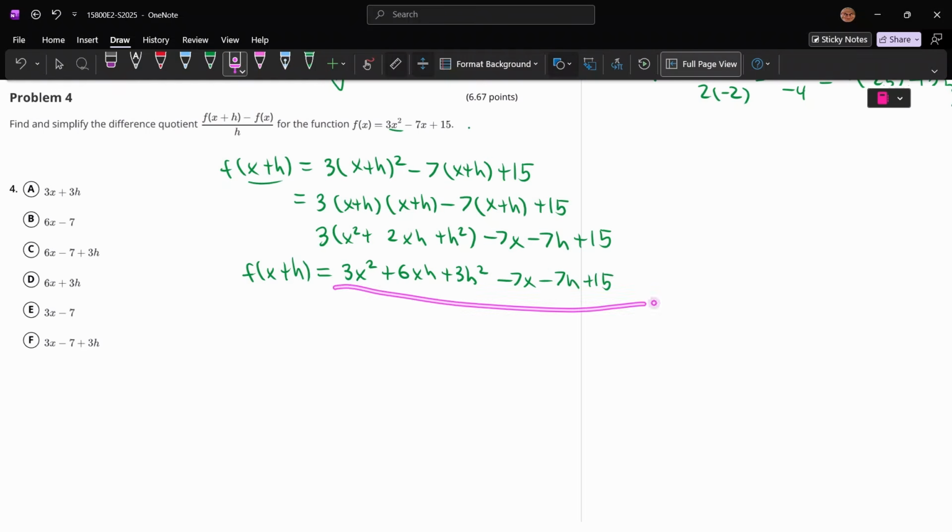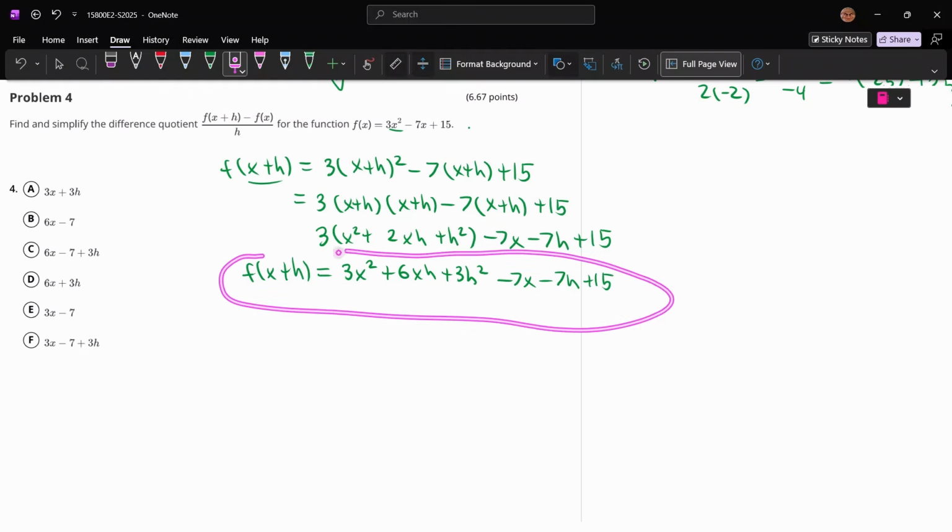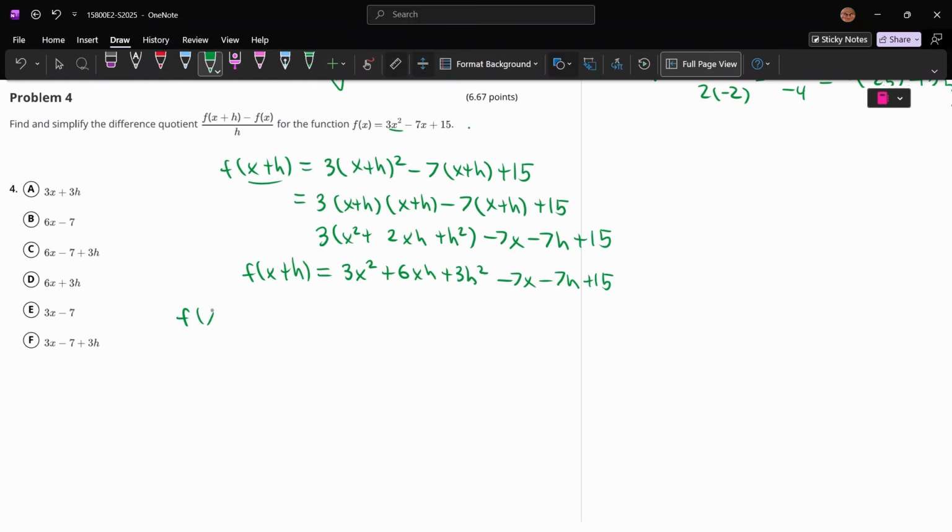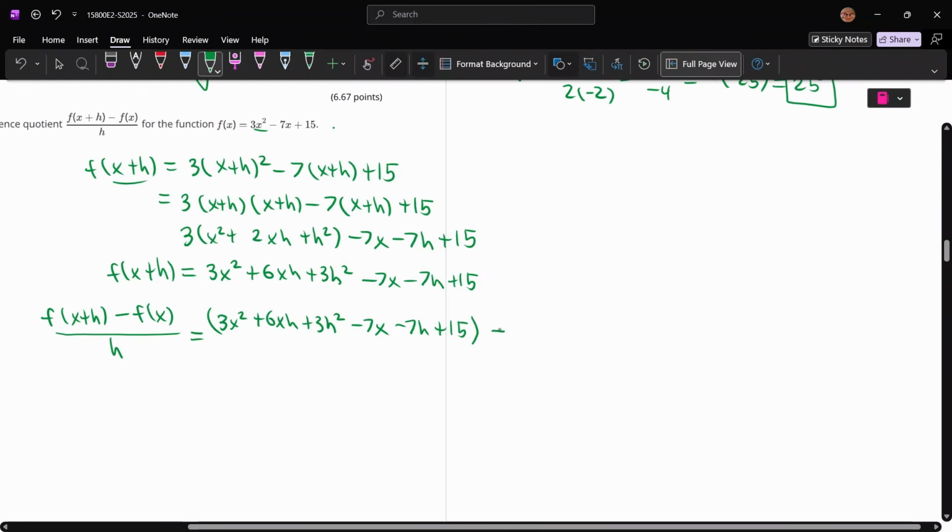Looking at this expression, I don't see any like terms that can be combined, so this is the expanded form of f of x plus h that we're going to work with. Plugging everything back into this fraction, f of x plus h minus f of x over h is equal to 3x squared plus 6xh plus 3h squared minus 7x minus 7h plus 15, all in parentheses, minus f of x.